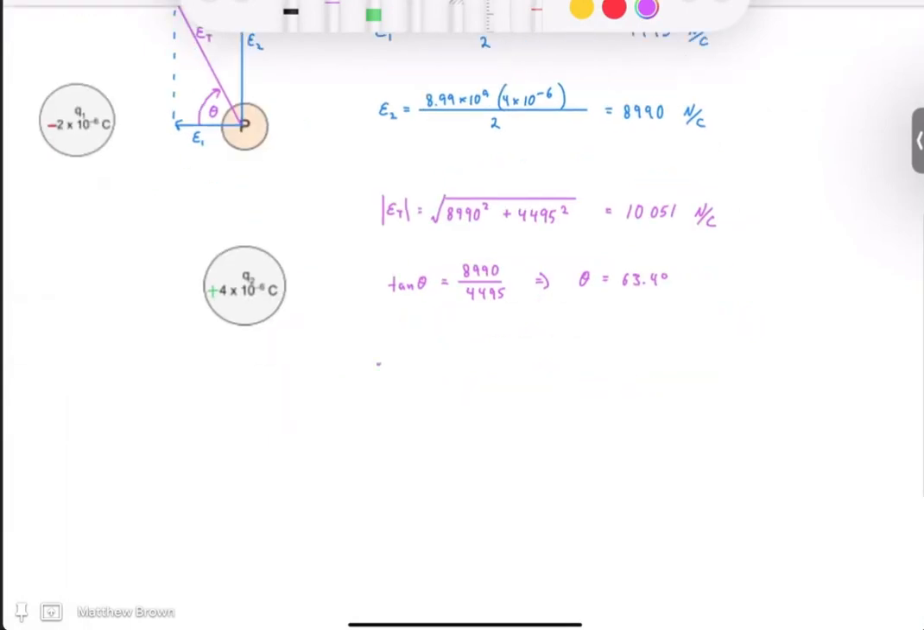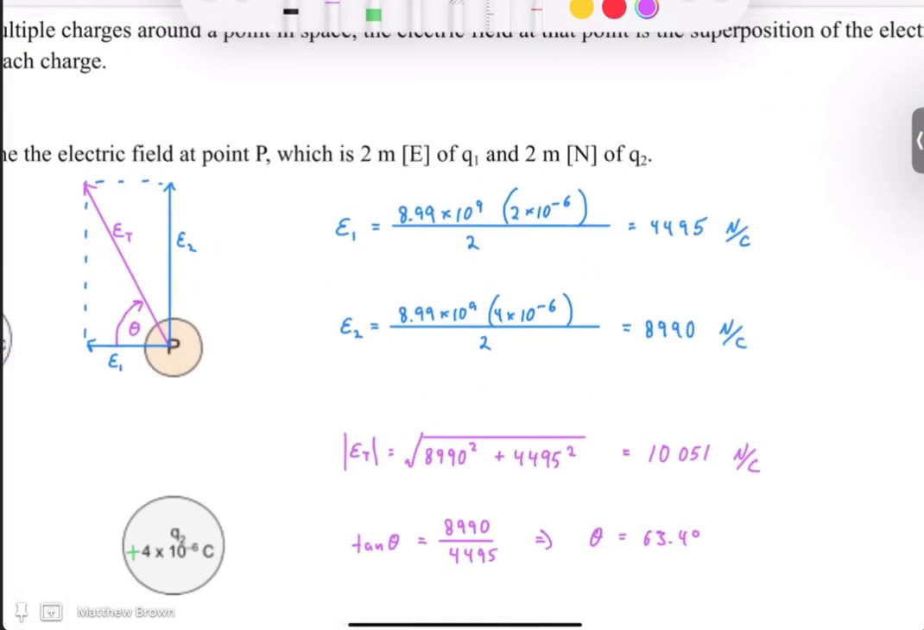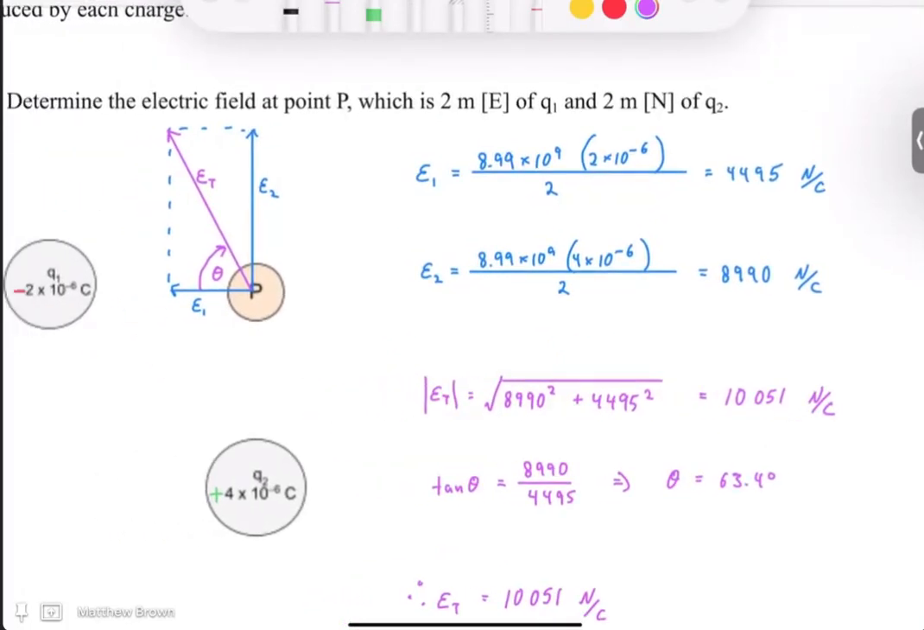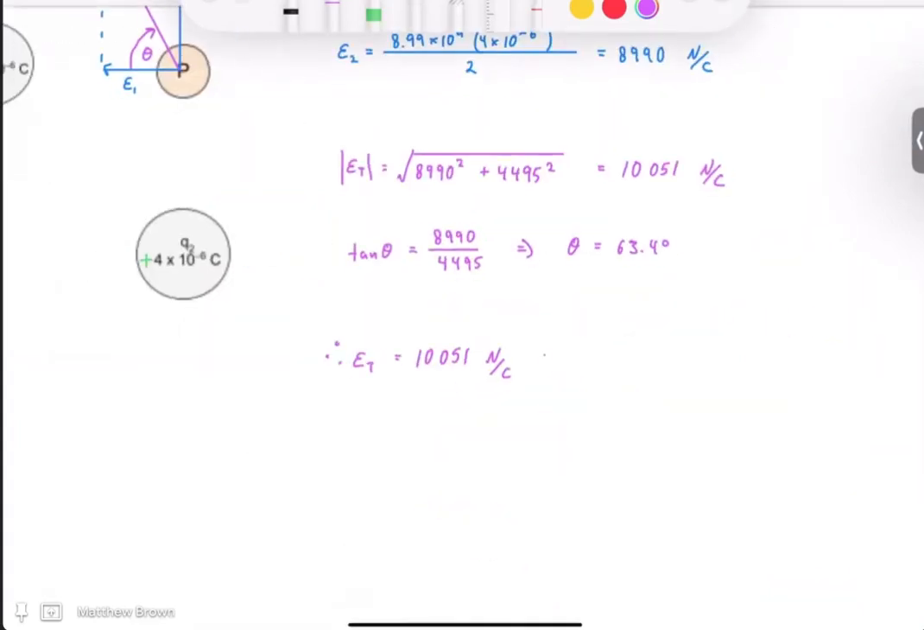Therefore, E total is 10,051 newtons per coulomb. And because we were told these in terms of north, south, east, and west, I was going from west toward north, the way I drew that arrow there. So I would say that's west 63.4 degrees north.